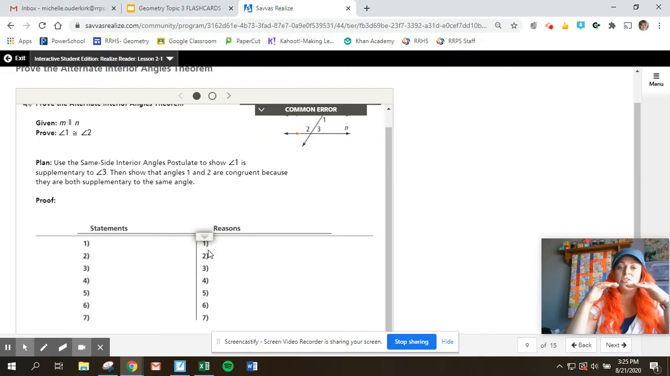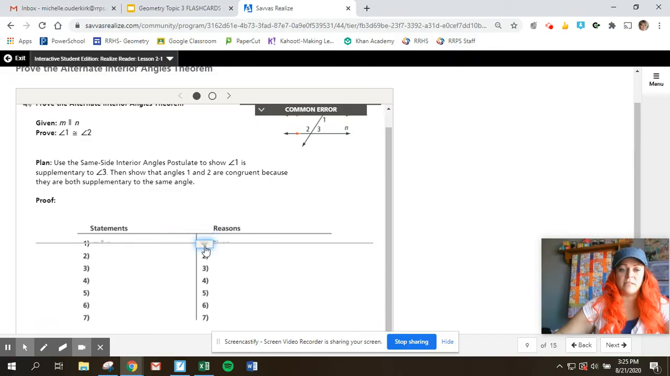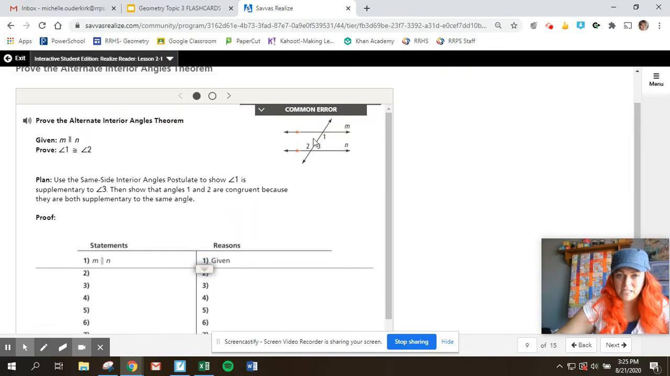every proof, start with what's given and end with what you're trying to prove. And remember, prove is not a reason. Okay, so let's see if they did that. They started with what is given. I'm going to try to see if we can see this picture. So these lines are parallel.